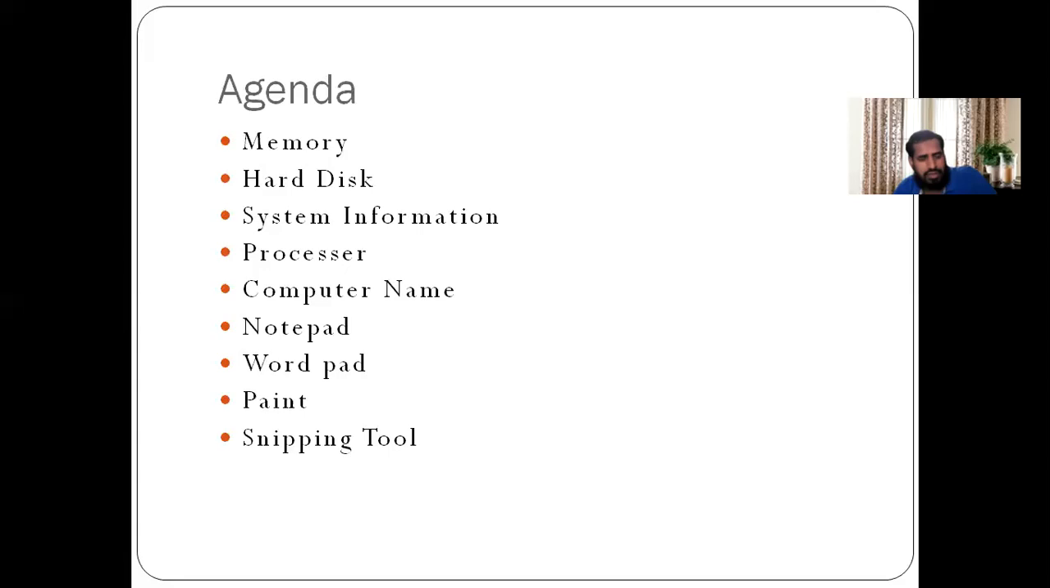So that will be stored in the RAM. You have to be aware of a little information about these two types of memories. RAM and ROM come under the primary memory category. Next, under secondary we'll have the hard disk. Now we'll see the system information.